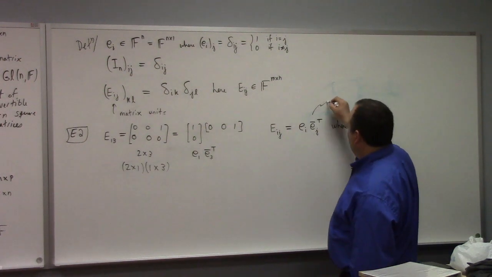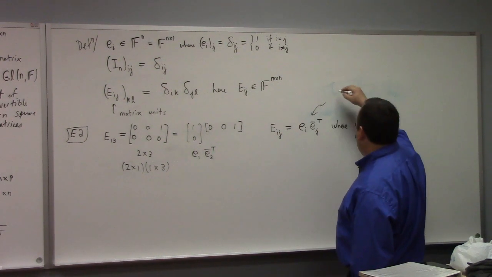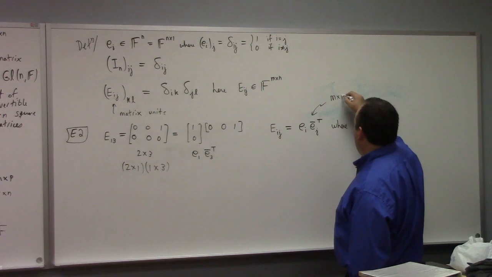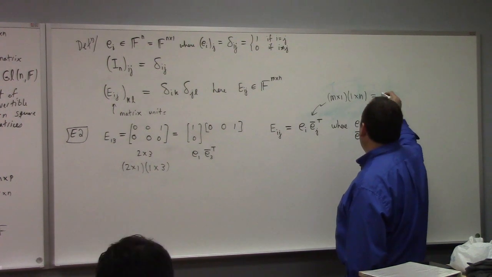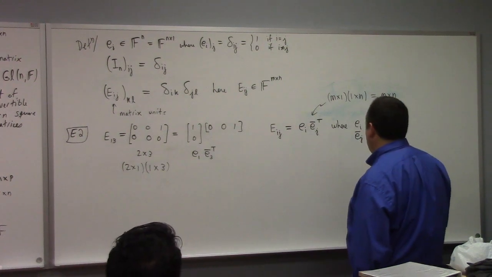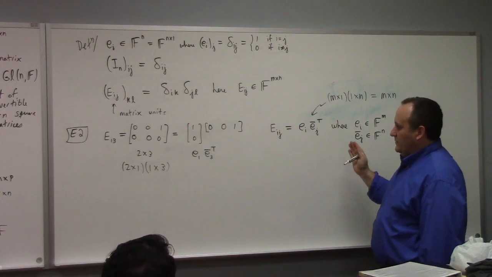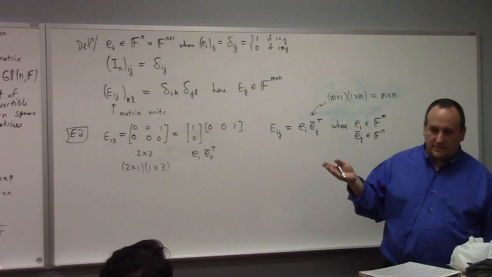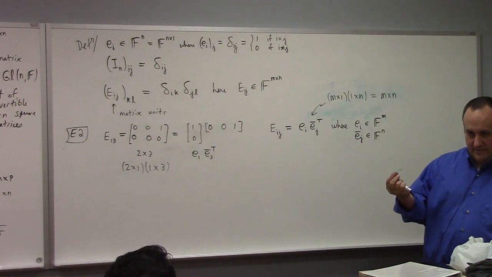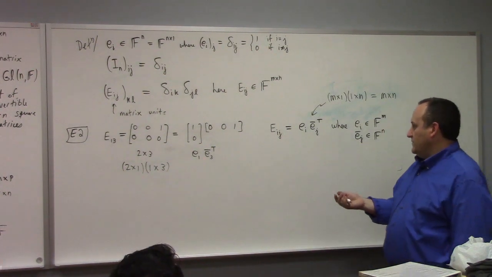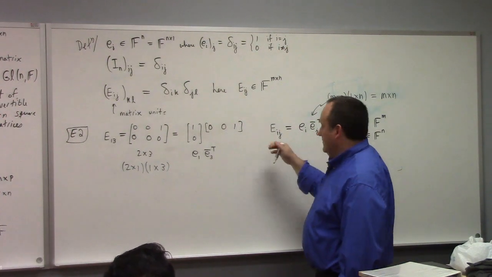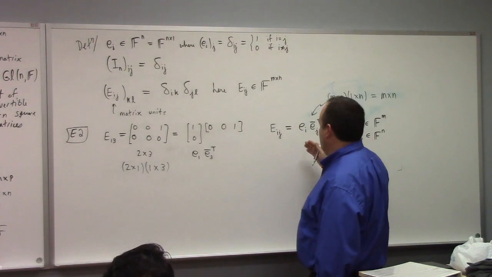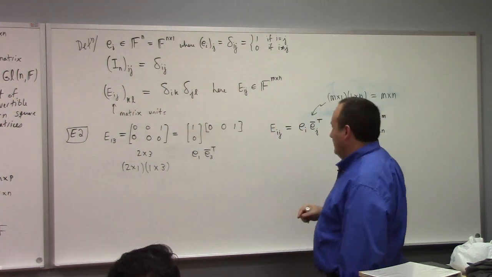Right, so then this is a what? This is an m by 1 times a 1 by n, which is an m by n. That makes sense, right? The dimensionality here. My point to you is you can build the matrix units from the standard basis multiplied, and you can check that this is consistent with that definition, right?